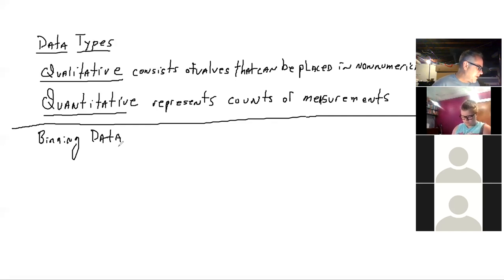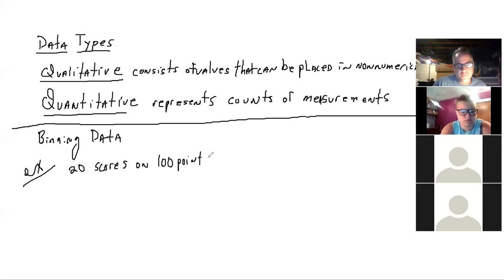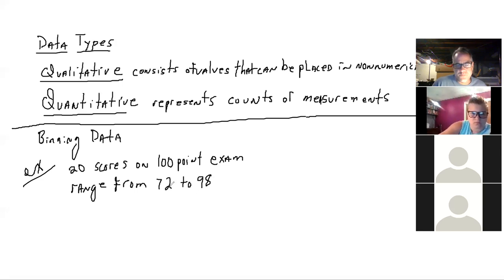So, as an example, let's say I've got a set of 20 scores on a 100-point exam. And the scores range from 72 to 98. So the scores fall anywhere from 72 to 98. All right.